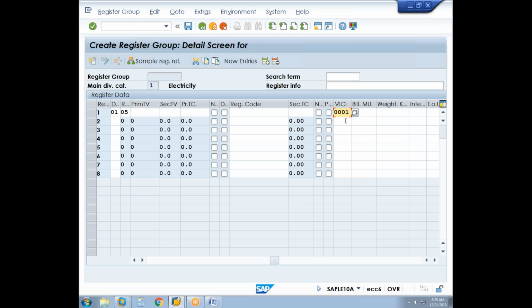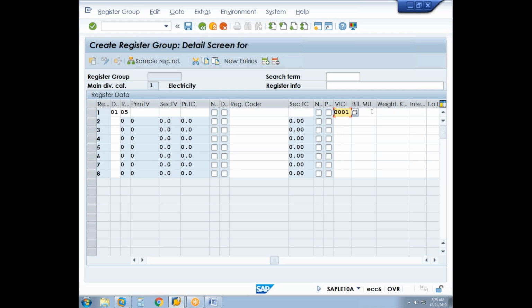Validation class means the type of meters you are using for a particular type of customer. All the residential meters will have one kind of validation, and all non-residential meters will have one kind of validation. So that validation will be configured. We'll see how it is used.